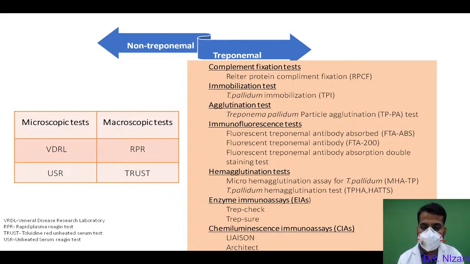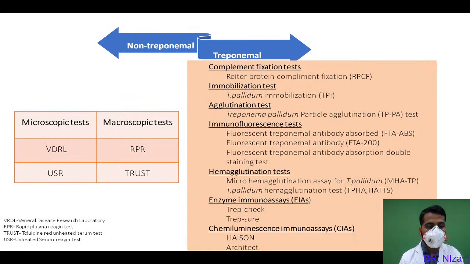immunofluorescence tests like FTA-ABS, that is fluorescent treponemal antibody absorbed, then fluorescent treponemal antibody FTA-200, then fluorescent treponemal antibody absorption double staining, and then the hemagglutination tests like TPHA and MHA-TP, that is microhemagglutination, and Treponema pallidum hemagglutination test. Then enzyme immunoassays come in, like Trep-Check and Trep-Sure, and the chemiluminescence assays, that is CIA, like the Diasorin and the RT.